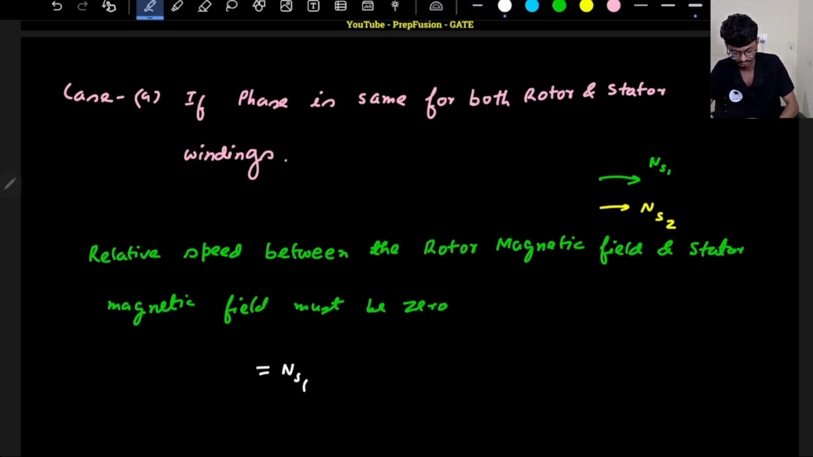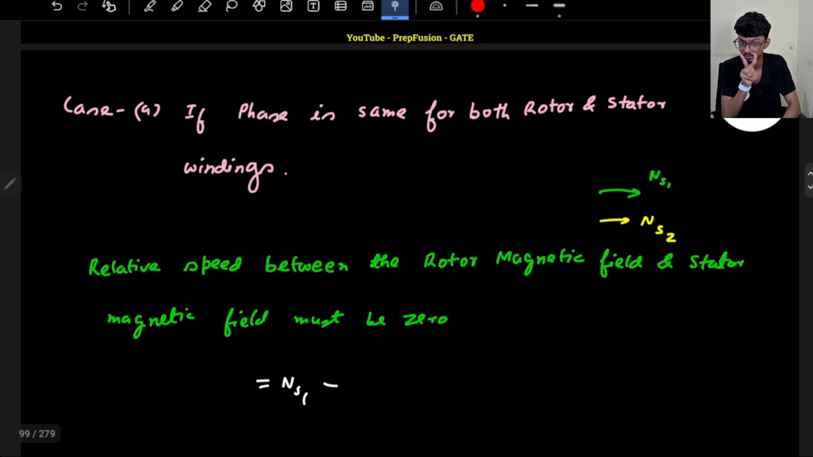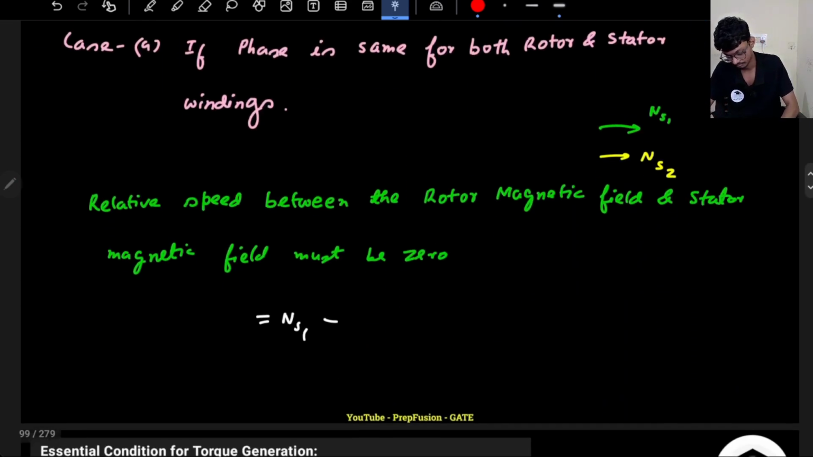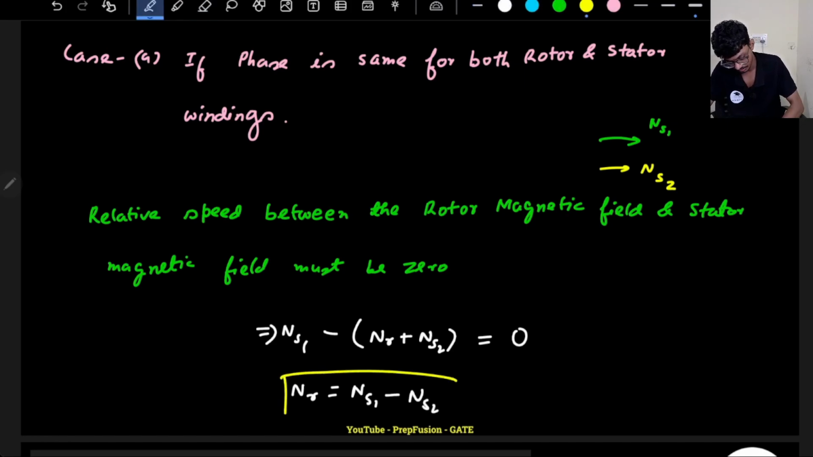So the speed of the stator magnetic field is ns1. What is the absolute speed of the rotor magnetic field? This ns1 is with respect to a stationary object, so I should write the absolute speed, because both of them should be with respect to a common point, a stationary object. So it is nr plus ns2. So ns1 minus (nr plus ns2) must be equal to 0. From here I get the equation: the rotor must rotate to make the relative speed 0, and nr will be equal to ns1 minus ns2. Okay, from here we get the equation of case 1.